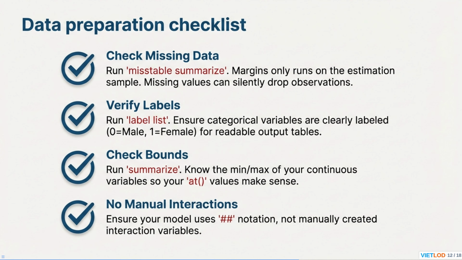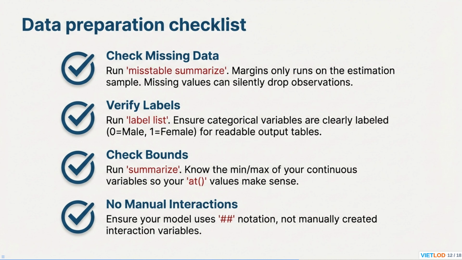Before we dive into a full case study, it's crucial to review a quick data preparation checklist to ensure our margins command yields accurate and meaningful results. First, always check for missing data. The margins command, like your estimation model, operates only on the estimation sample, meaning observations with missing values will be silently dropped. Using misstable summarize can help you identify these. Second, verify your variable labels. Clearly labeled categorical variables, such as 0 equals male, 1 equals female, significantly enhance the readability of your output tables.